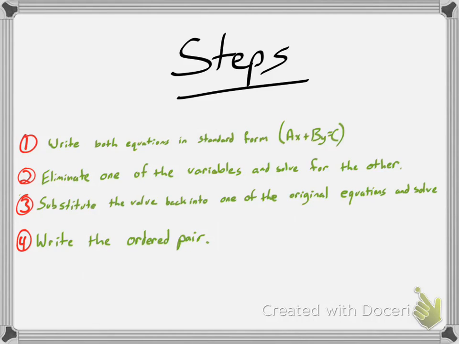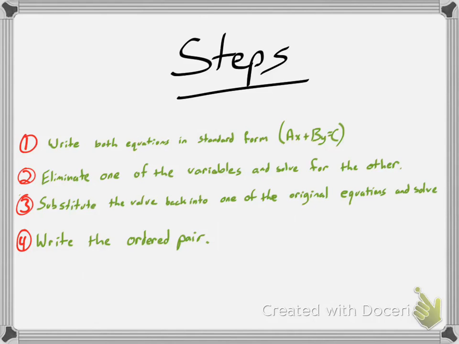Once you have them both in that form, you do step 2. Eliminate one of the variables and solve for the other. Sometimes this is a real easy step. Sometimes it has a couple pieces embedded into that step that we're going to have to do extra.